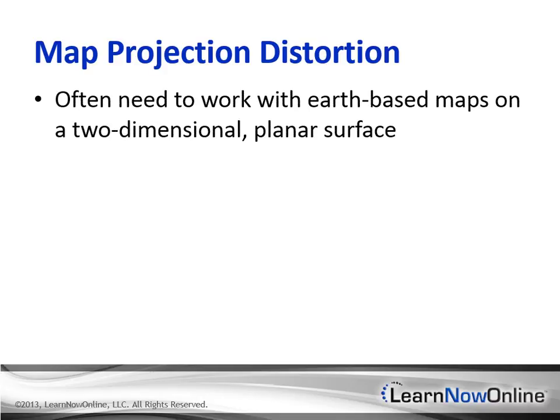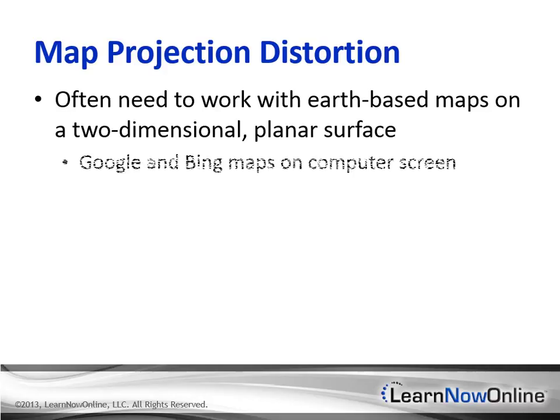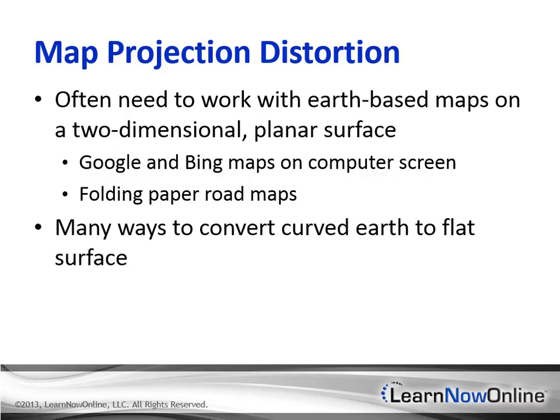It's often necessary to work with Earth-based maps on a two-dimensional planar surface. This is how Google and Bing Maps can display large geographical areas on the flat screen of your computer, and how the Auto Club prints a map of a country on a flat sheet of paper for your next road trip. There are a whole lot of ways to convert the spherical Earth to a two-dimensional system.